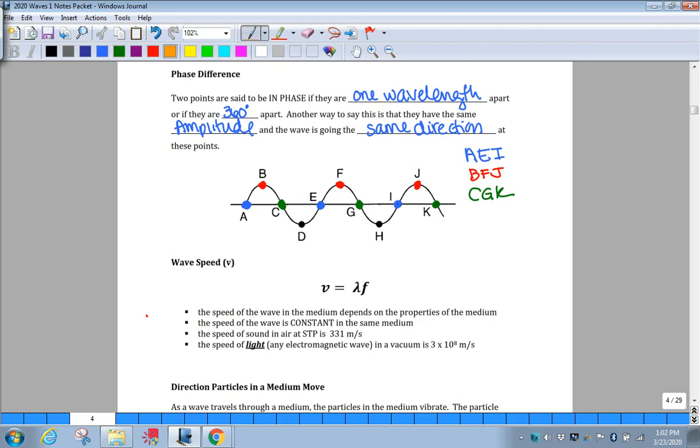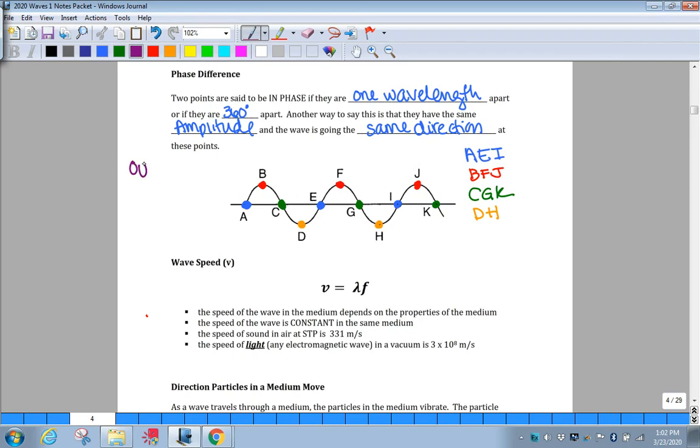All right, the last one we could do is D. D is in phase with H. Okay, they're the same amplitude on the same point of the wave, 360 degrees apart. All right, so if you're not in phase, then you're out of phase.